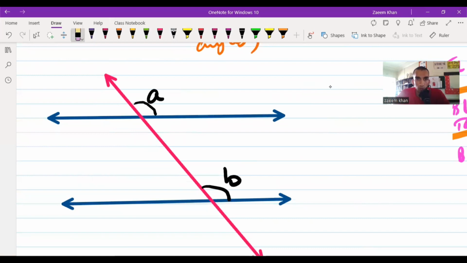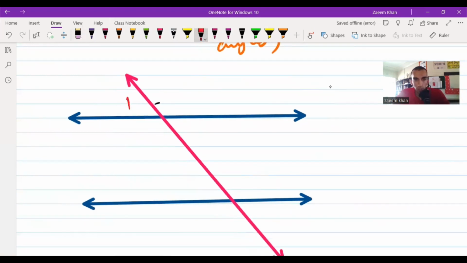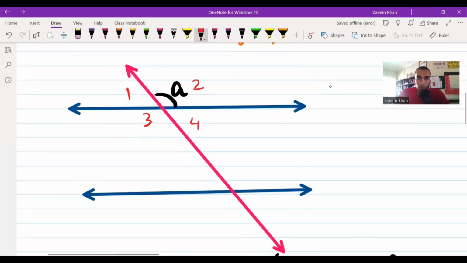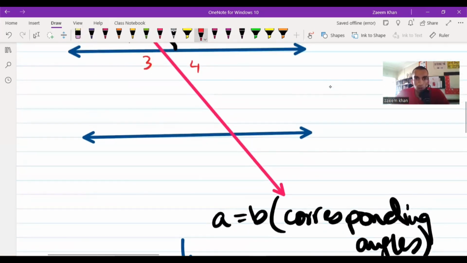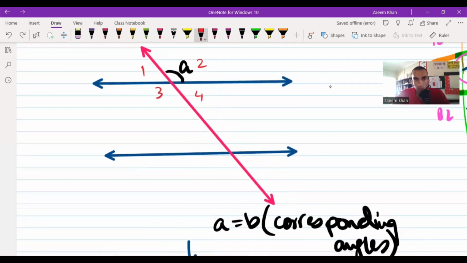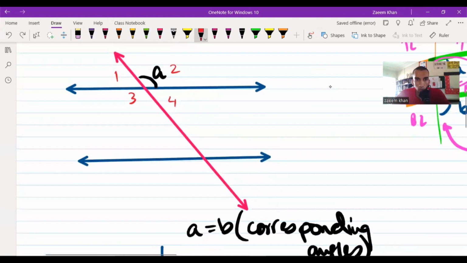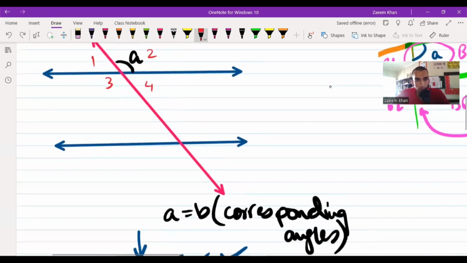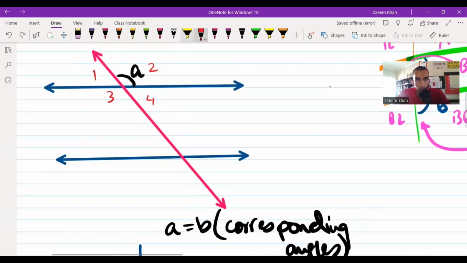Now, if I were to give numbers to their corresponding positions, if you've got angle A over here, and I also label it position 2, I'll label this position 3 and position 4. What corresponding positions do we have down here? If we were to label them with numbers, which one's going to be 1? Top left. This is 1. And this is going to be?